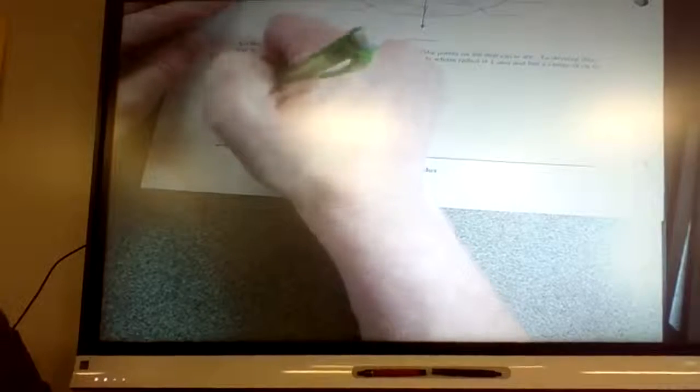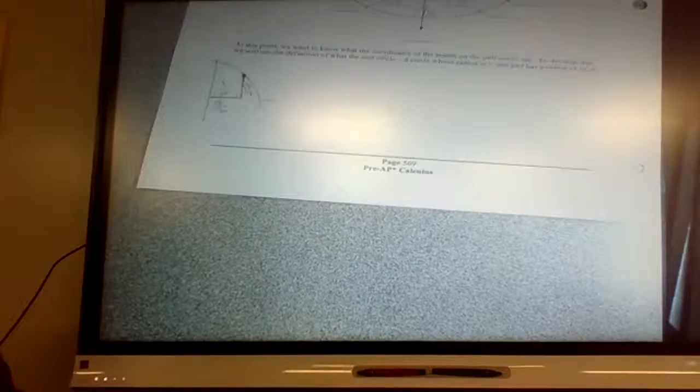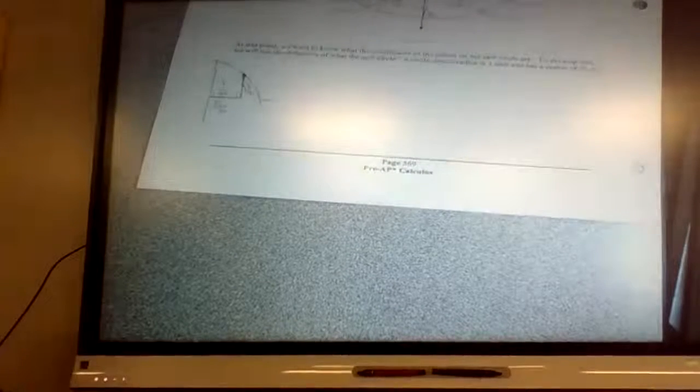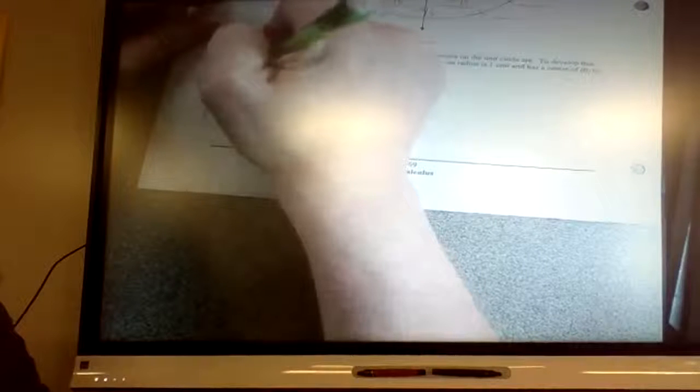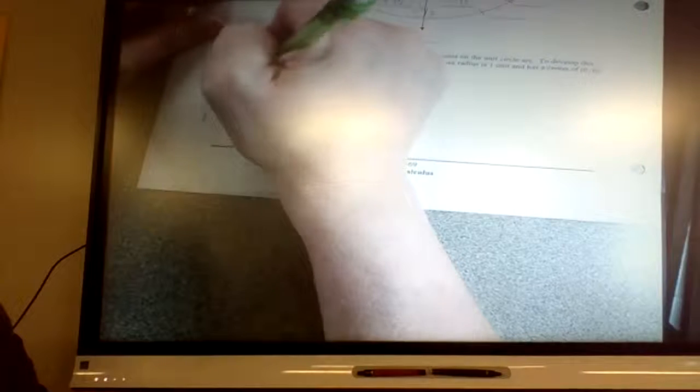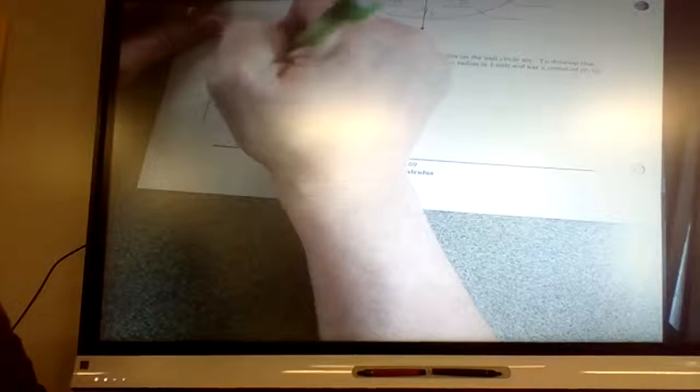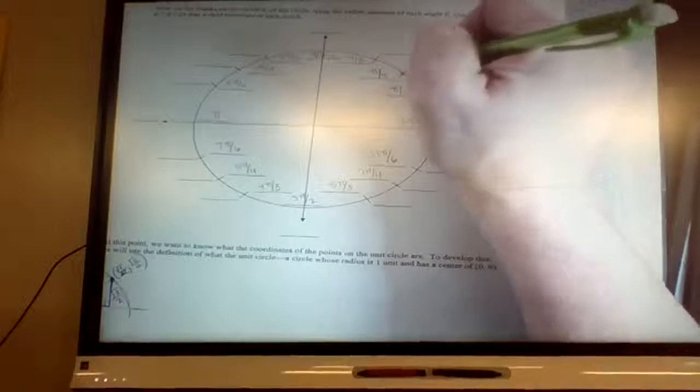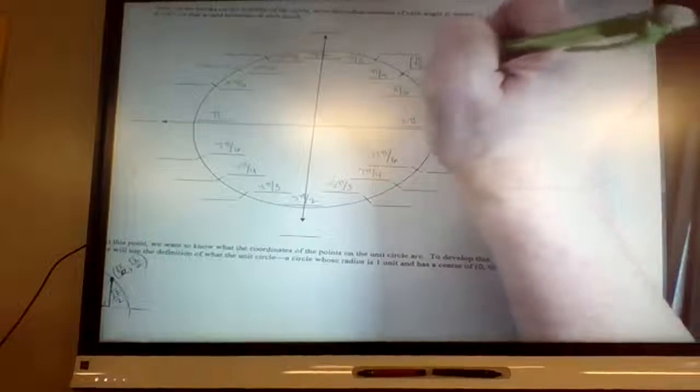X. So this point right here on the unit circle, how far did I go over to get to that point? Square root of 2 over 2. How far did I go up to get to that point? Square root of 2 over 2. That's what that point right there is.